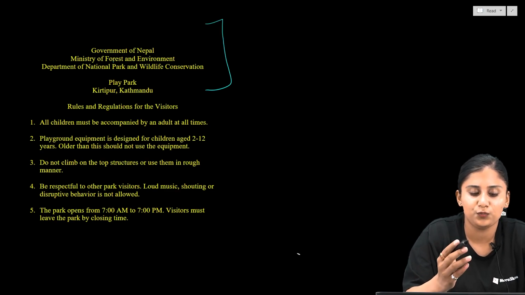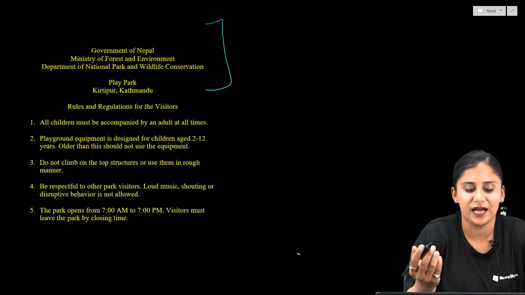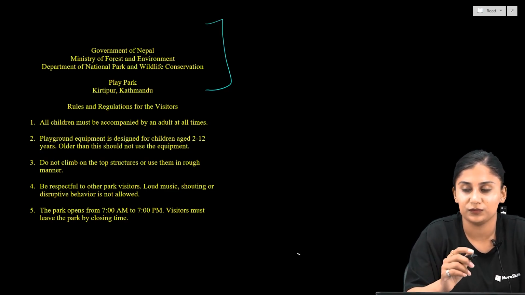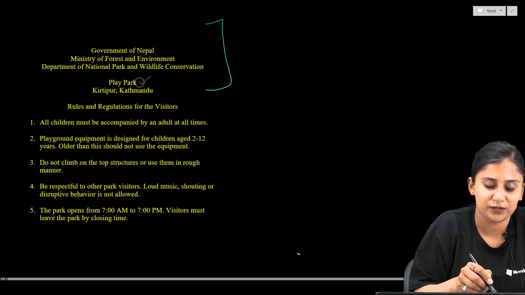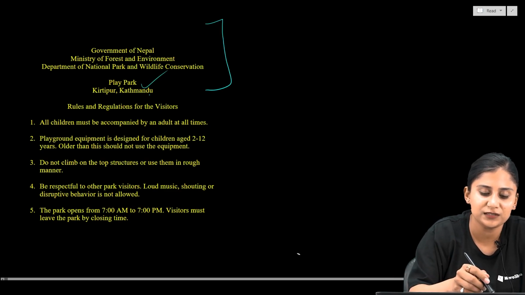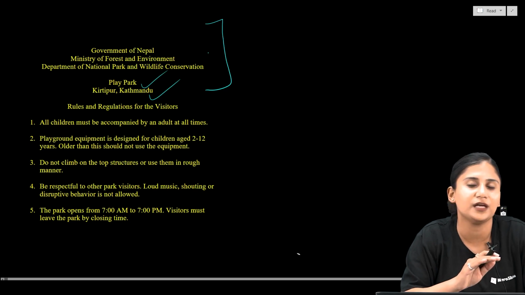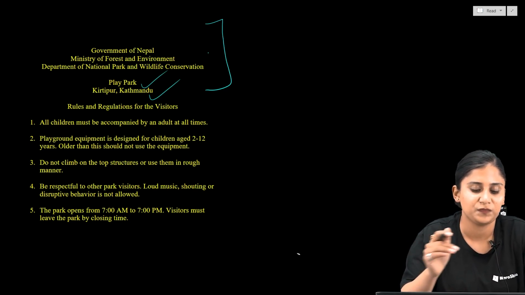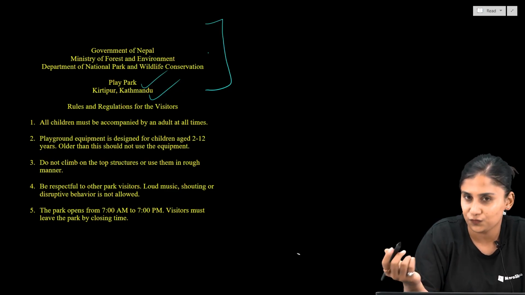So now, in our nearby locality we have a park. So now what is the name of the park? Let us assume the name of the park is Play Park, and write Play Park, and then the address Guidebook, Kathmandu. It's your locality. You may write any location you intend to. So now what are we presenting? We are presenting rules and regulations for the visitors.